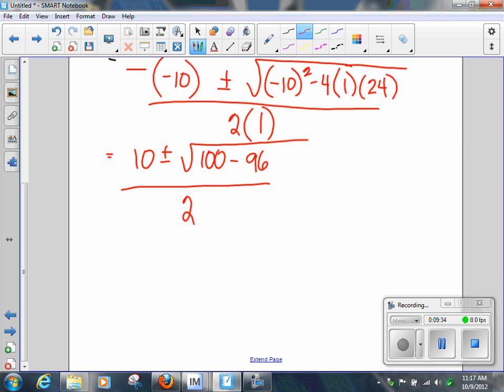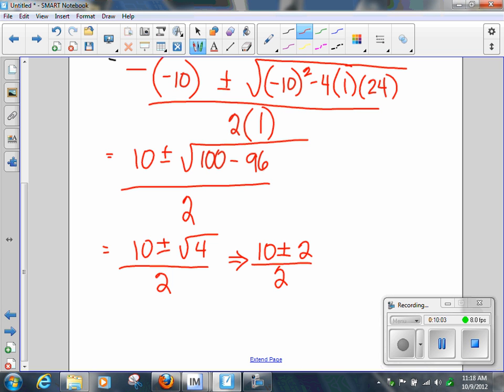I know the work gets on your nerves, but it's not difficult. Just do it. Suck it up. We're not done. Keep simplifying. 10 plus or minus what's 100 minus 96? 4 over 2. Oh, this is getting easier now. 10 plus or minus who? 2. Plain old 2.